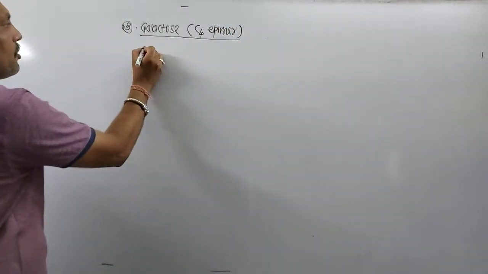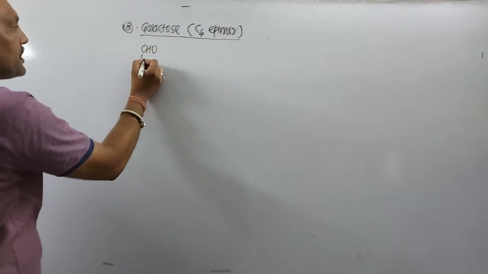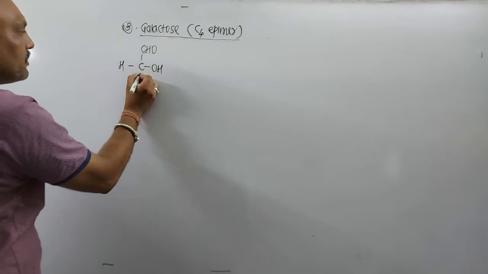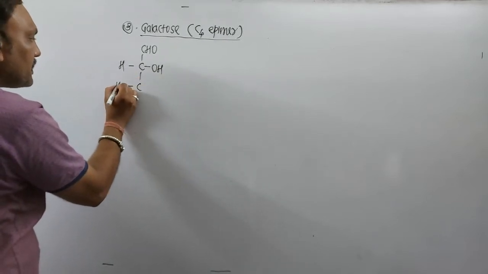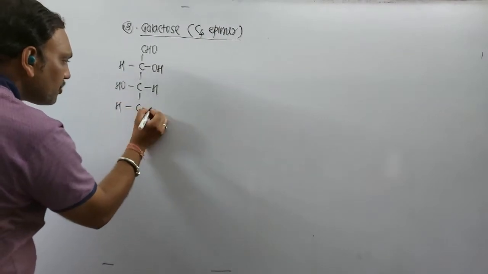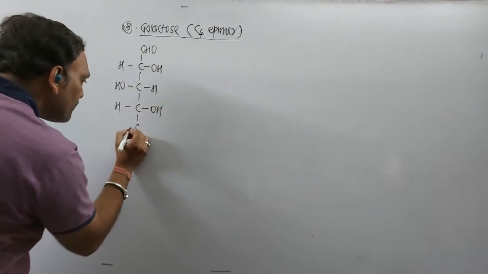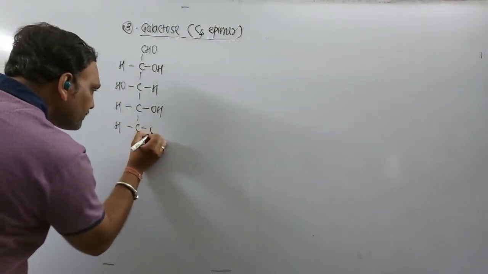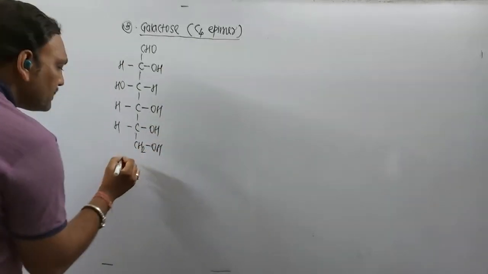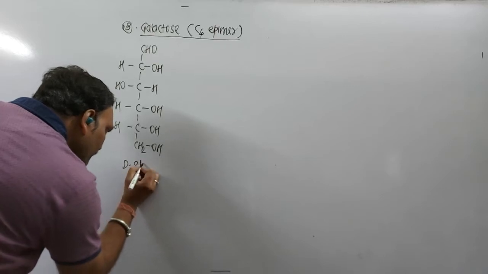Now this is the open chain structure of glucose, CHO first carbon. This happens to be the second, CHOH. This is third, that is CHOH. Then this is fourth, that is CHOH. This happens to be the fifth carbon, that is CHOH, and this is the sixth one. Now this is the D-glucose.